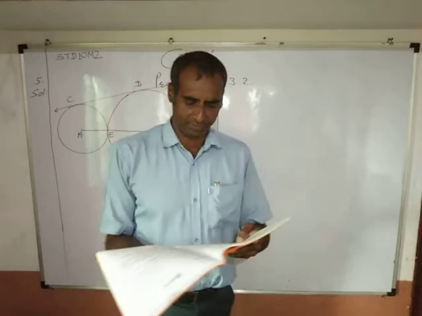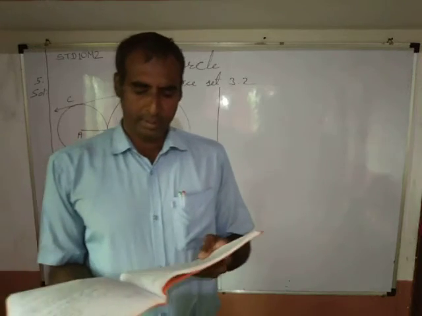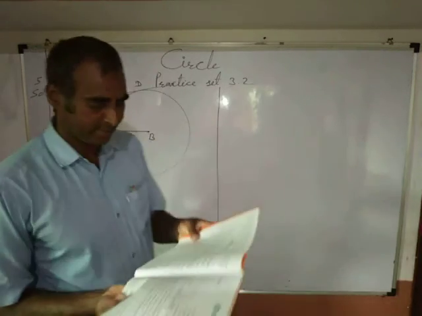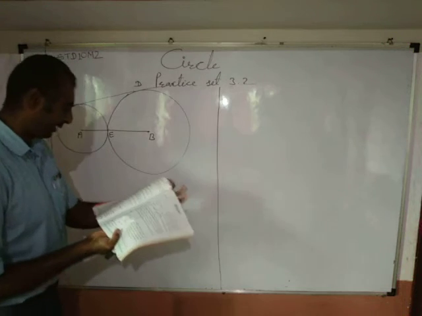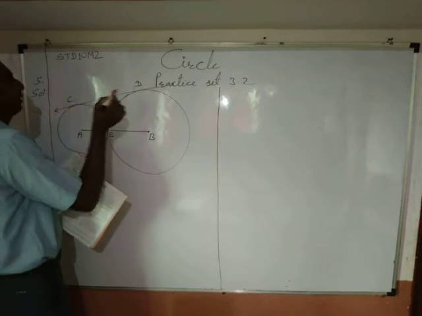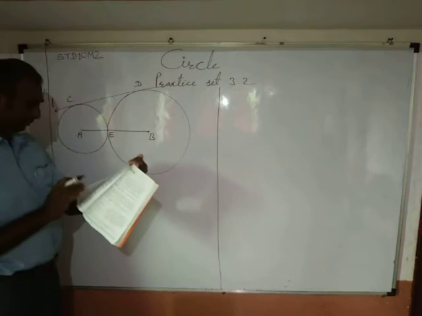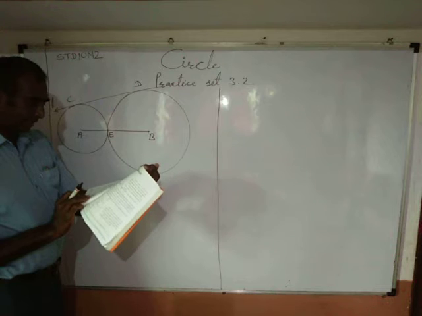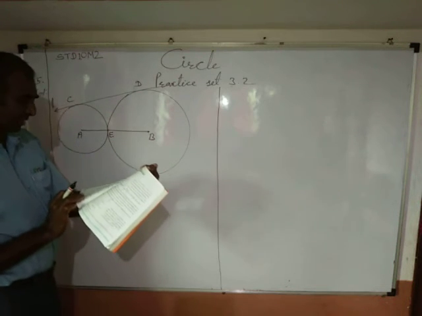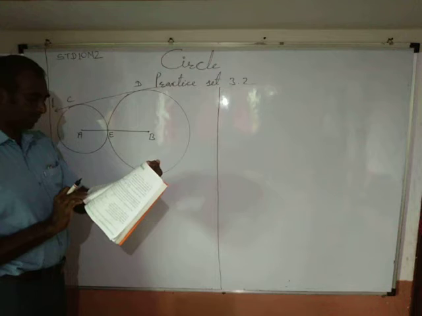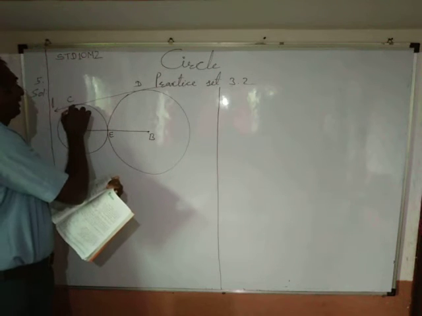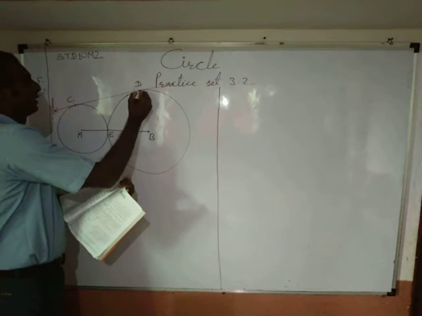Let's see question 5. In the figure, circles with centers A and B touch each other at E. Line L is their common tangent, which touches the circles at C and D respectively. Find the length of seg CD.